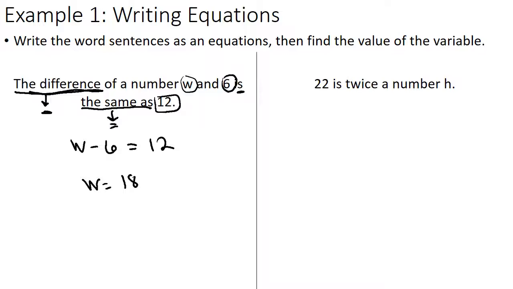Now 22 is twice a number h, so we can look at this, we can say 22 is, and "is" tells us where our equal sign is, and twice is telling us to multiply a number by 2, and that number is h, so we can say 22 is equal to 2 times a number h. So we can ask ourselves what times 2 is equal to 22, so we can say h is going to be equal to 11.